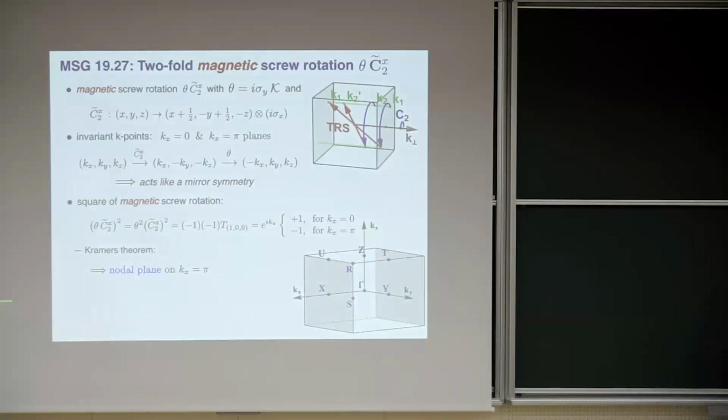That means all the bands must be twofold degenerate on this plane. So we have found a nodal plane. That actually was the intention at the beginning, right? But we don't know yet anything about its topological character. Now, this argument I've just made, of course, I can repeat also for the other magnetic screw rotation symmetry around the z-axis, and there we find we have a twofold degeneracy on the kz equals pi plane.